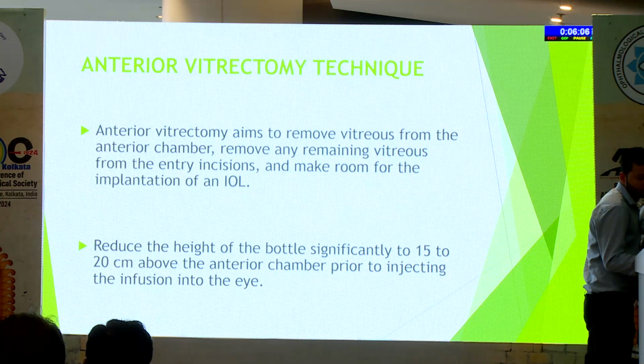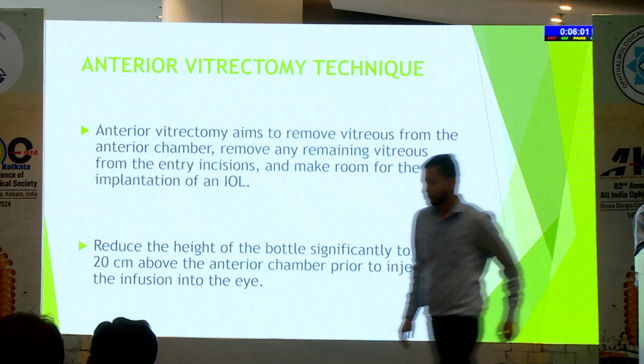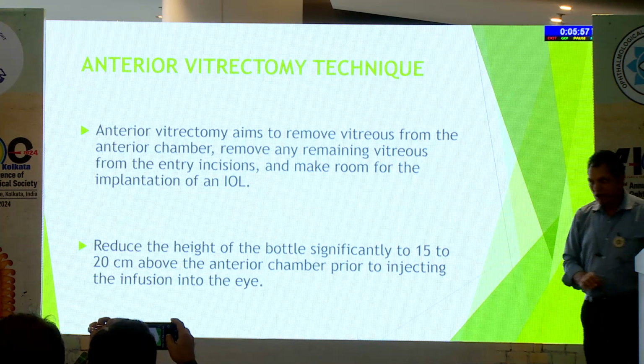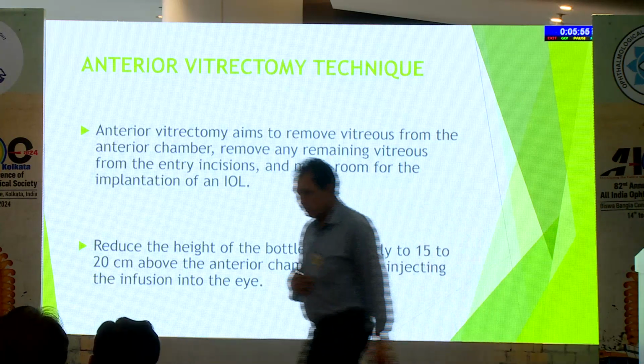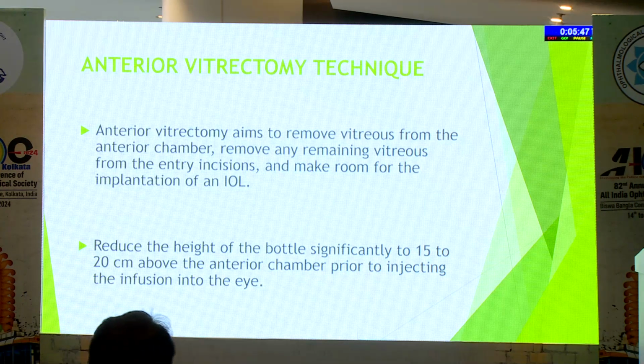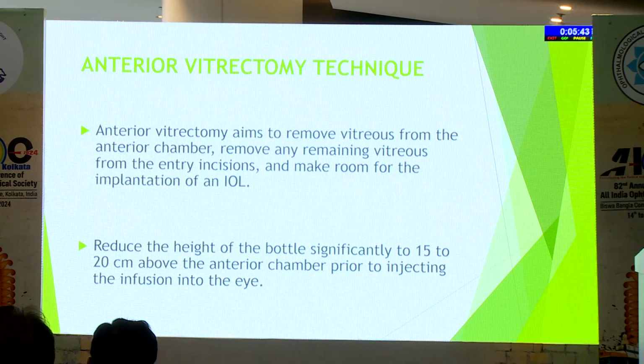So a few points are necessary that you should know and follow. You can do a very good anterior vitrectomy even if you don't do the pars plana also. First, you have to create a closed chamber. Reduce your bottle height. By reducing bottle height, you reduce the flow of the irrigation. When the flow is less, your vitreous does not get more dehydrated.